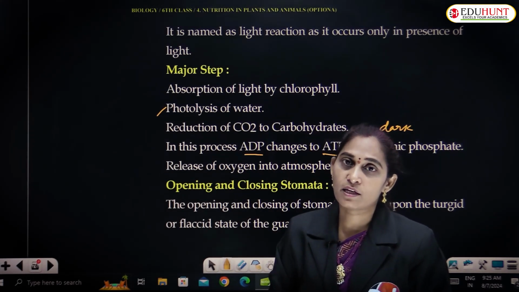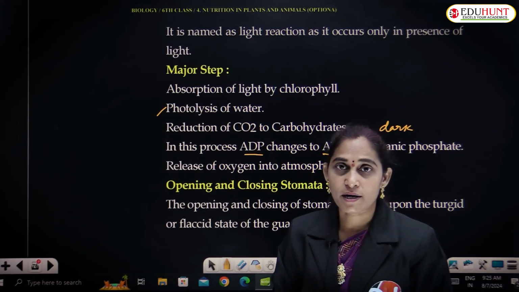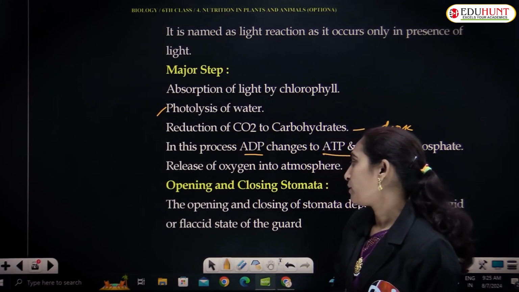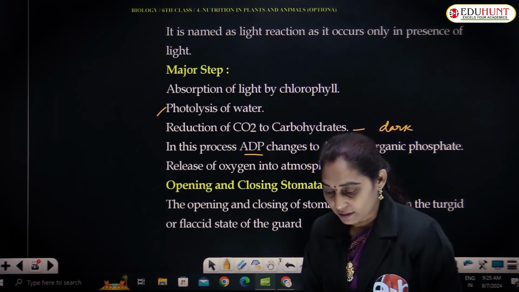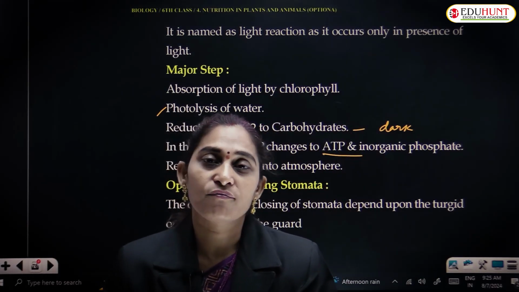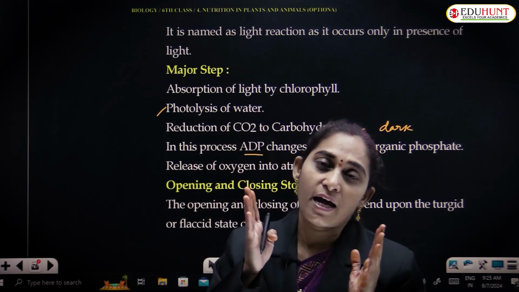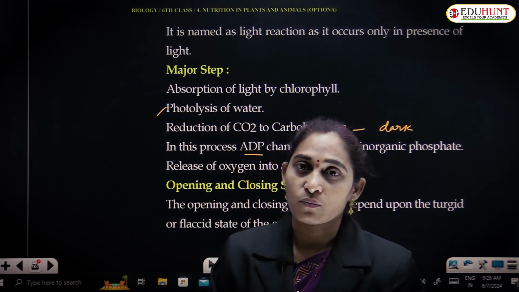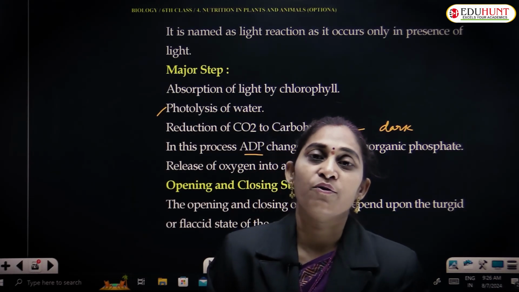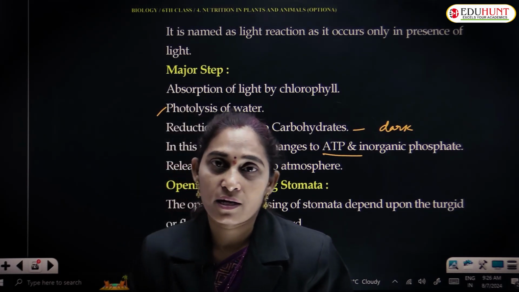Now we are going to see how the stomata are present and what is the role of stomata in metabolic activities. Let's move on to the topic. Stomata, what are stomata? Stomata are the tiny pore-like structures present on the leaf. Mostly they are present in the leaf, and they are present in the stem also. Where are stomata not present? Roots. In roots, stomata are absent. In aerial parts, stomata are present.